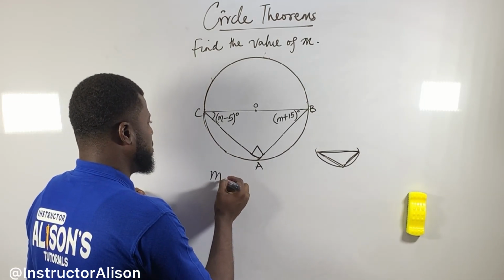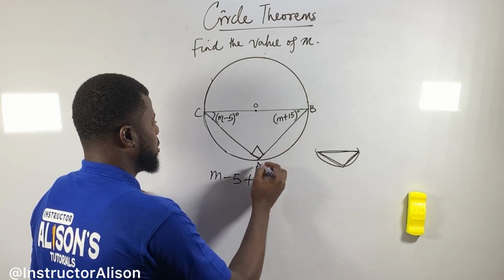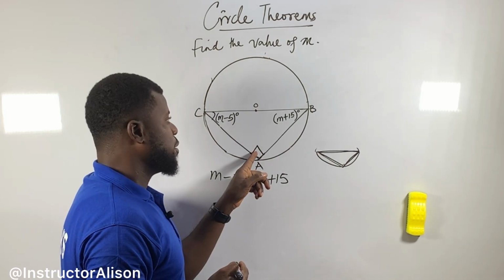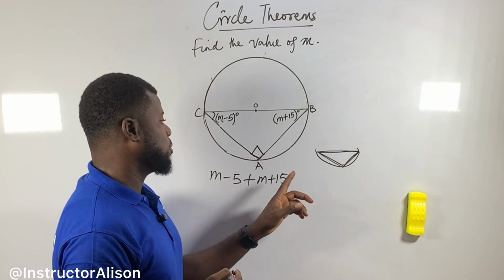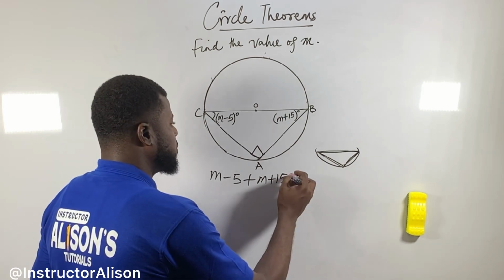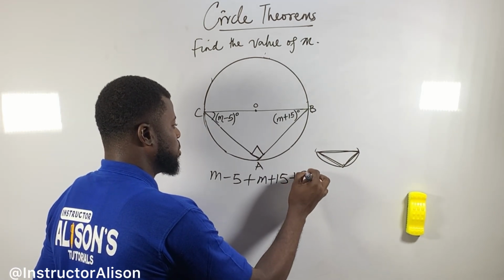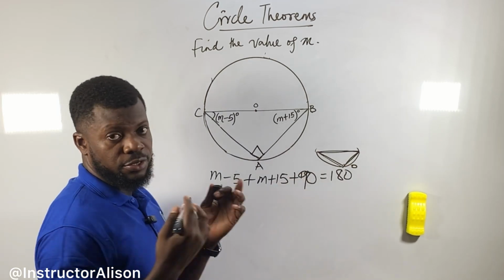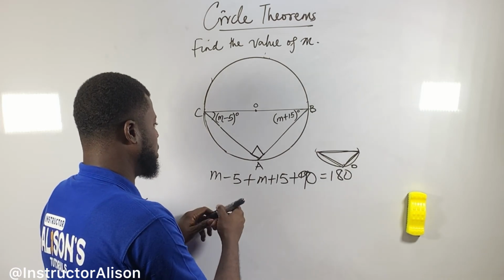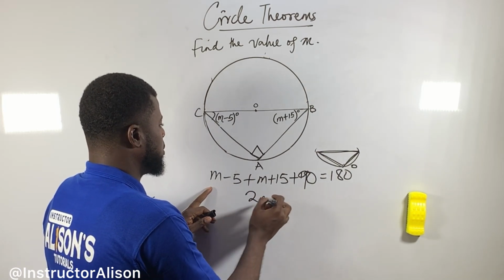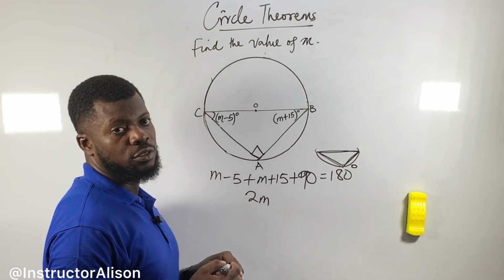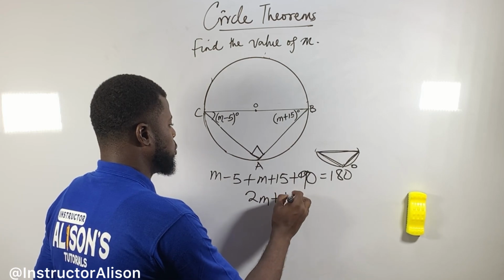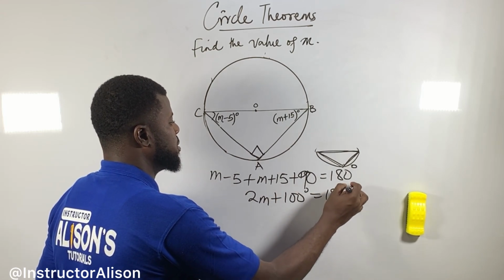So you get m minus 5 plus m plus 15. Normally, as a shortcut, you know this is 90 degrees, so you can just equate the two angles to 90, or do everything together plus this 90 degrees, because the sum of angles in a right angle triangle is equal to 180 degrees. Now add this together. m plus m will give us 2m. Minus 5 plus 15 will give us plus 10. And plus 10 plus 90 will give us plus 100 degrees, equal to 180 degrees.